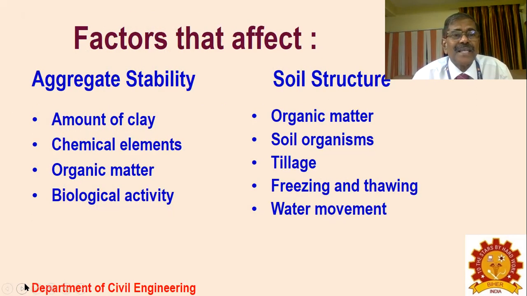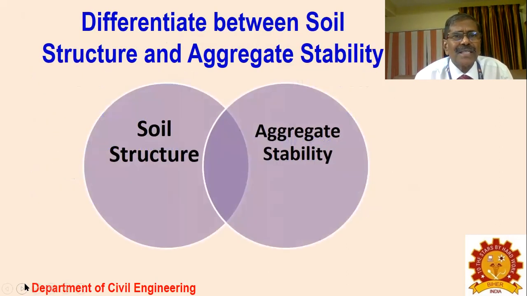Factors that affect aggregates are the amount of clay, chemical elements, organic matter, and biological activity. Soil structure is affected by organic matter, soil organisms, tillage, freezing and thawing, and water. So this is compact information about the lecture I presented so far. The difference between soil structure and aggregate is that soil structure is the totality of keeping the soil together, and it is also the presence of other materials in the soil, but both have overlapping. So that is most of the points we covered in soil structure interactions and moisture equilibrium.